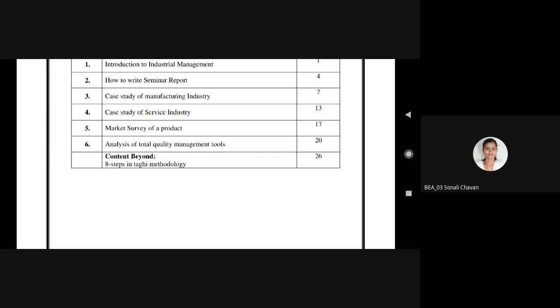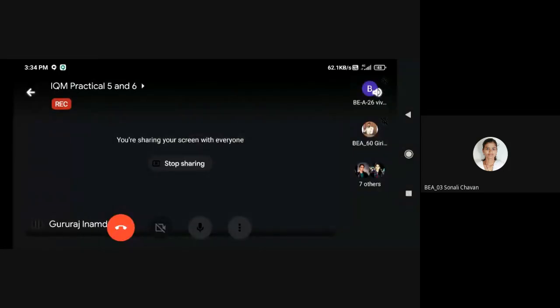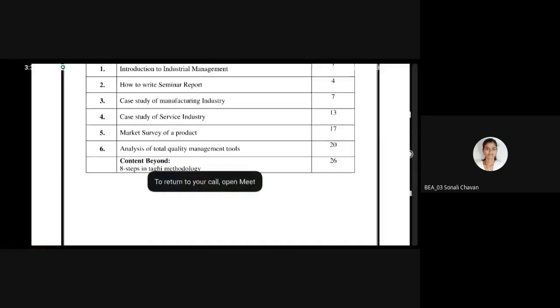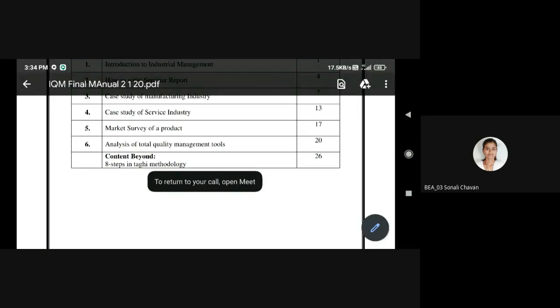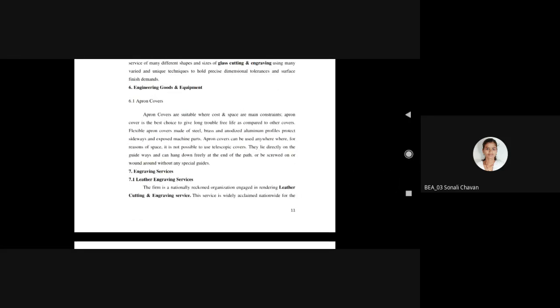We have already completed that part in our theory. Overall, we have discussed seven types of quality control tools. Is it right? So we will focus maximum on the market survey of a product, and we will take a short review of total quality management tools.